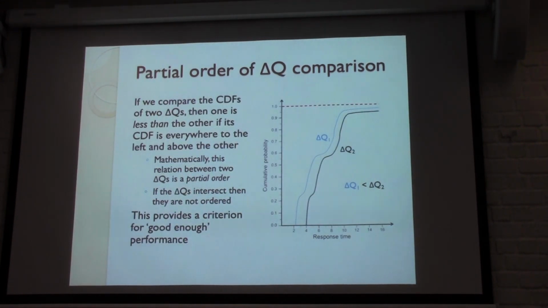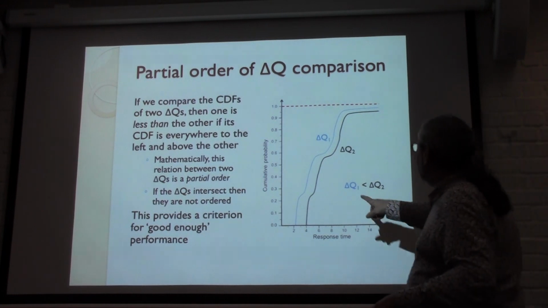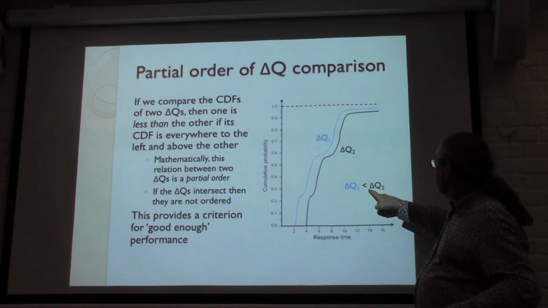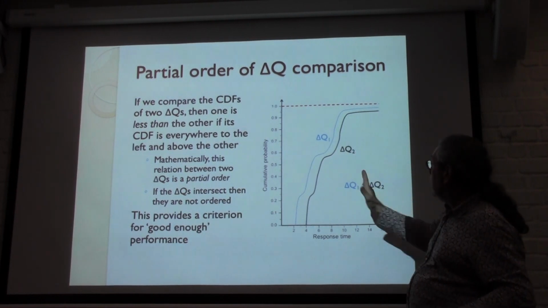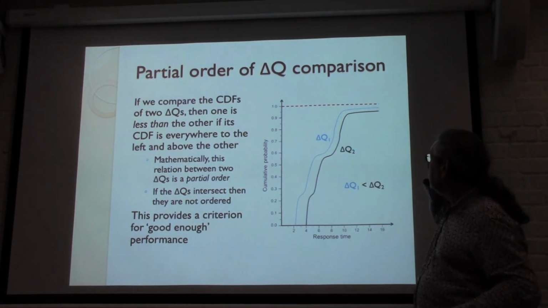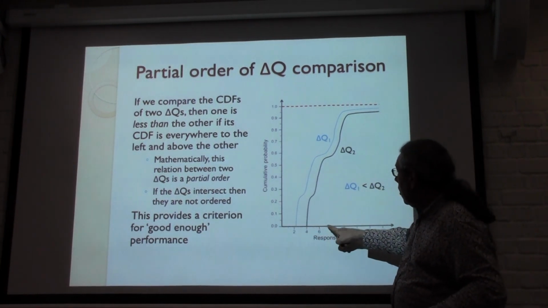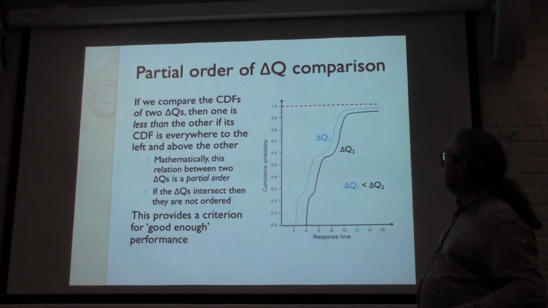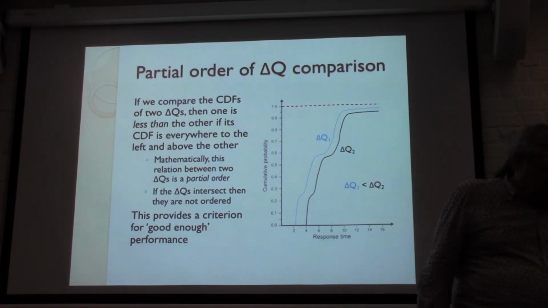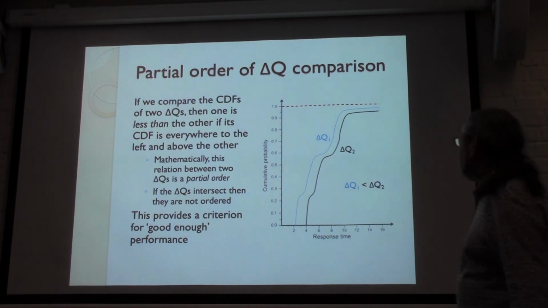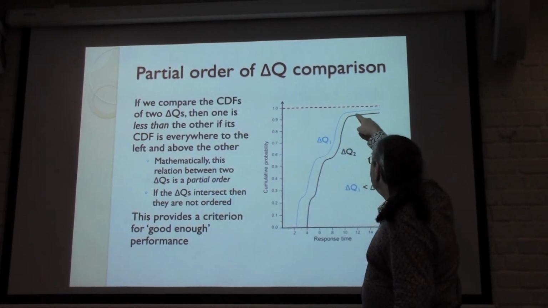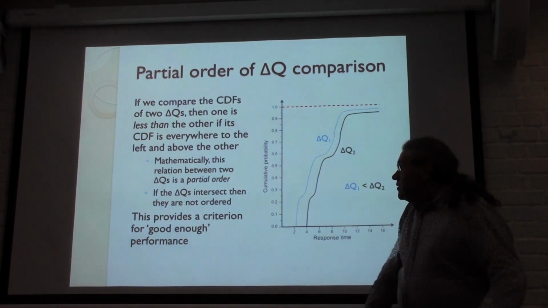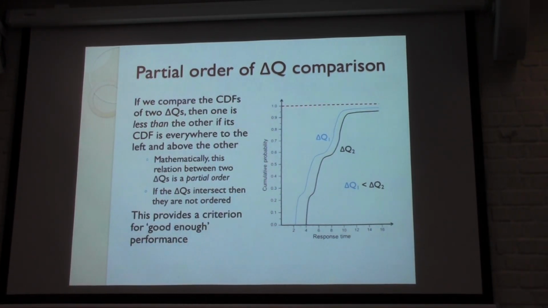Another thing is we can compare delta Qs. Numbers can be compared: 5 milliseconds is less than 10 milliseconds, but delta Qs can also be compared. Here, the blue one, delta Q1, is less than the black one, delta Q2. It's everywhere to the left and above. So always, the delay of the blue one will be less than the delay of the black one. But it's a partial order because they can intersect. You can actually have them intersect, so they're not always ordered. So it's more complicated than numbers.